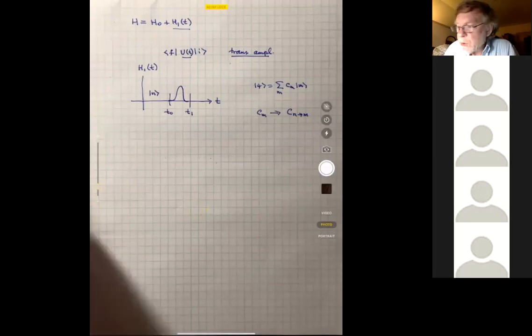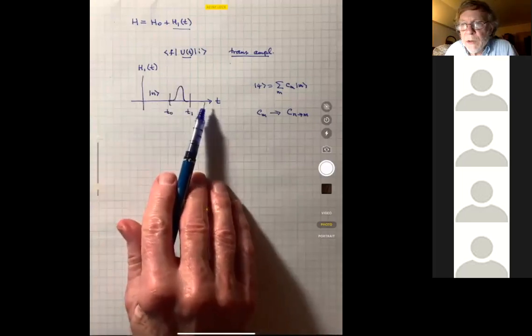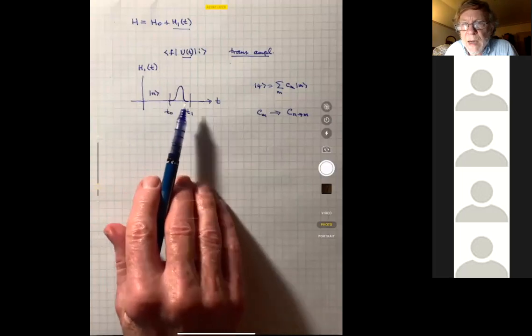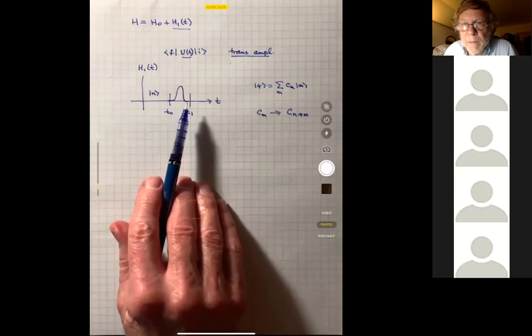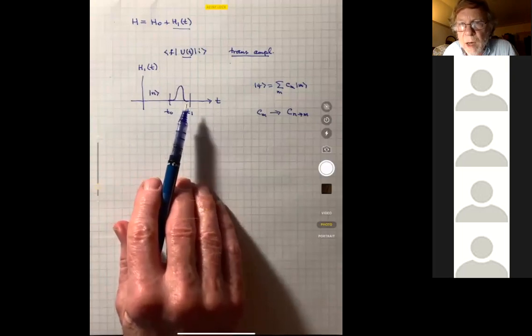So as far as that goes, it has similarities with this picture I drew here in that there's only a limited amount of time, perhaps a long time now, not a short one, but there's only a limited amount of time during which the potential is active, not because it was switched on and off, but because of the dynamics of the wave packet.